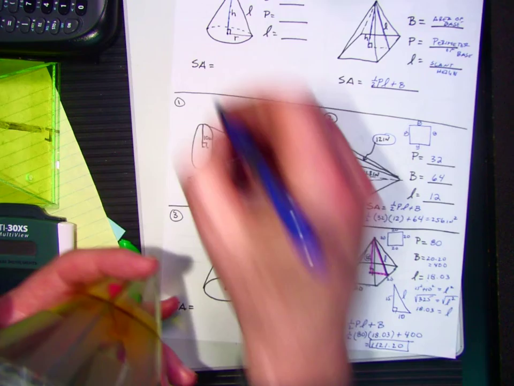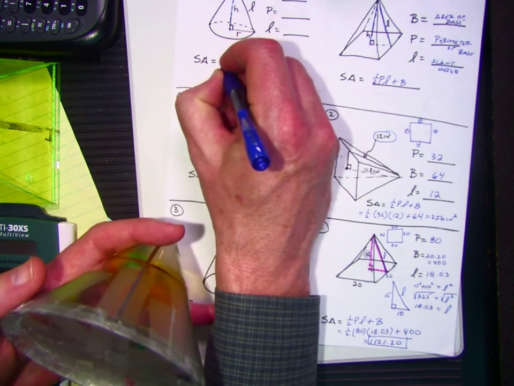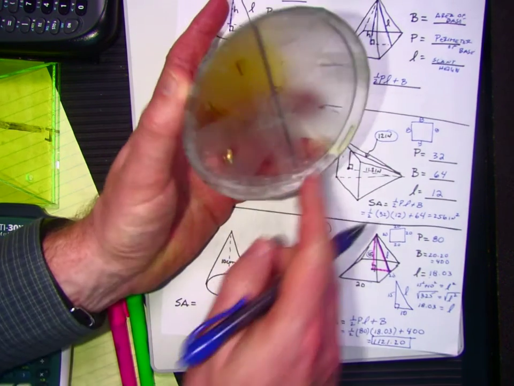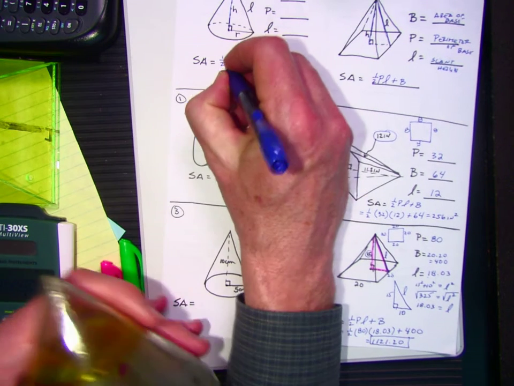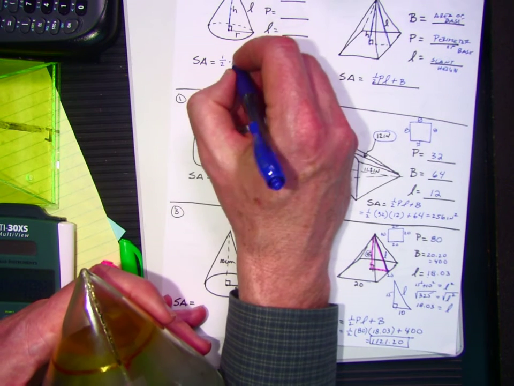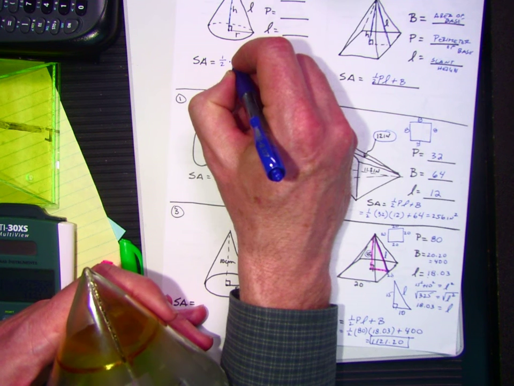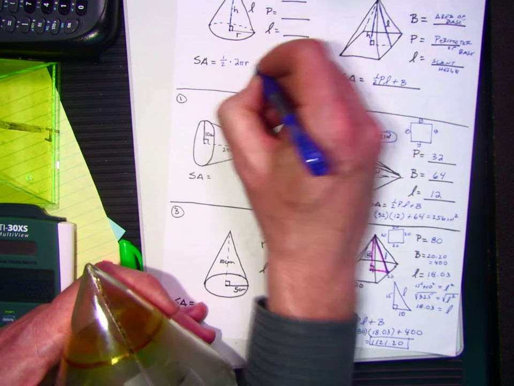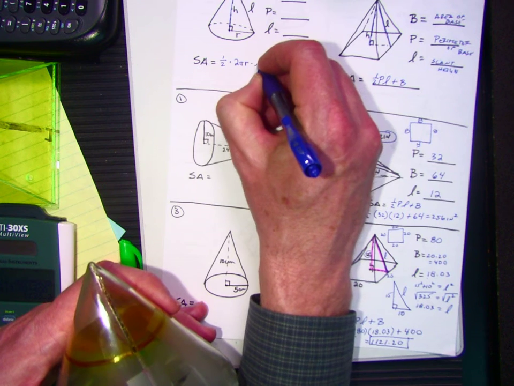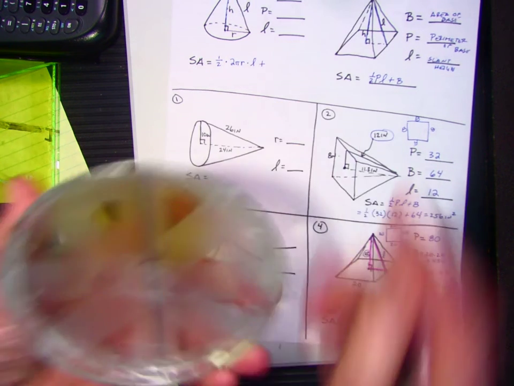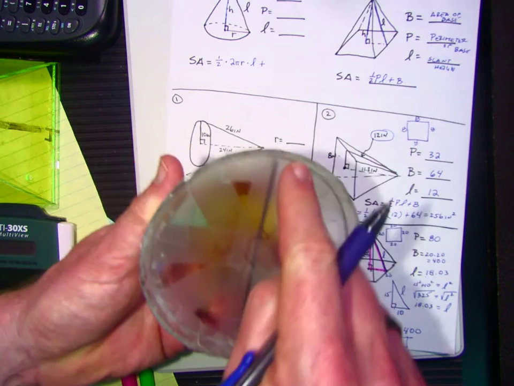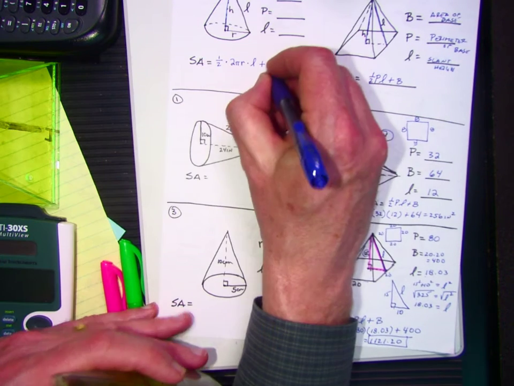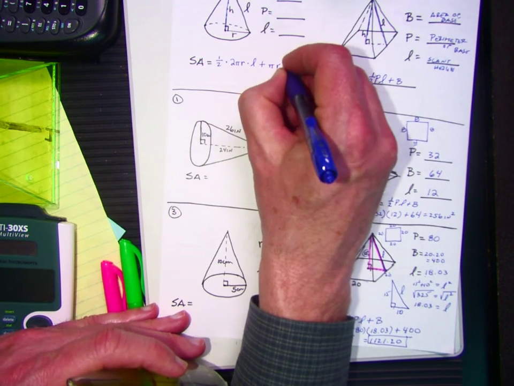So it's really going to be half of the perimeter, which is really the circumference of the circle. So it's really half of, and the formula for circumference of a circle is, can you think of it? It is 2 pi r, and then we got our slant height. Plus we need one of the bases, which is the area of a circle, which is just pi r squared. We're going to clean this up a little bit.